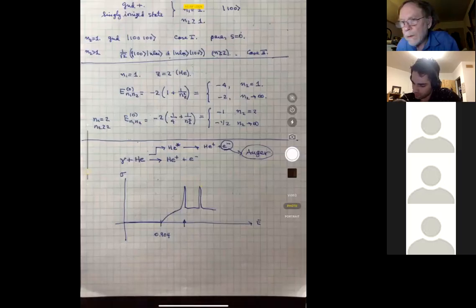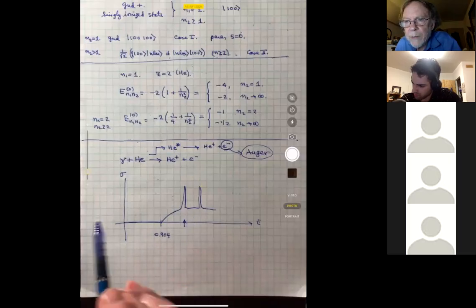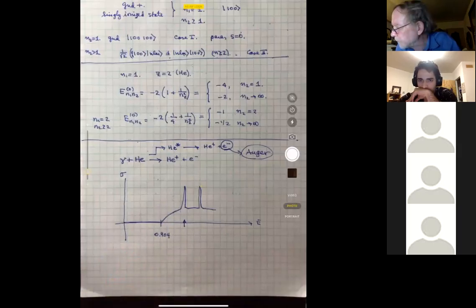Is there a chance, even when you're at one of those perfect energies, that one electron just gets kicked straight to infinity? Yeah, but that's only a partial contribution to the cross section. Most of it's coming from, in effect, this resonance with this doubly excited state. Okay. Got it. Thank you.